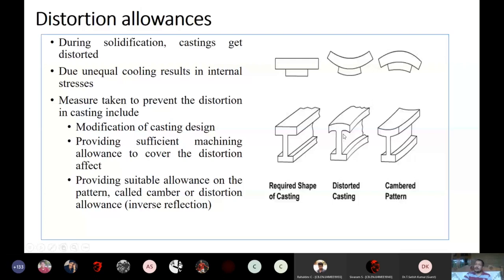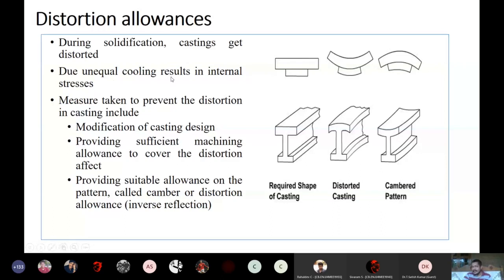So now what to do? If I want to make a shape like this, I have to make a cambered pattern in the opposite direction like this. Now, as the metal solidifies, it will come approximately into the shape like this. Such an allowance, which you provide on specially shaped castings to achieve their dimensional tolerances, is called distortion allowance. That is, during solidification, the casting gets distorted due to unequal cooling, which results in internal stresses.